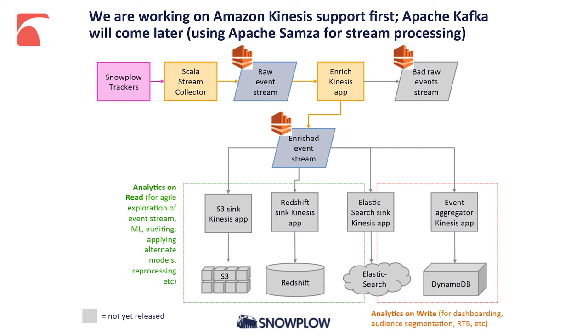And this is basically what we've been doing. So we're working on Amazon Kinesis first, because Snowplow has historically been quite tied to AWS, so it made sense to start there. But I'll talk through how this works.